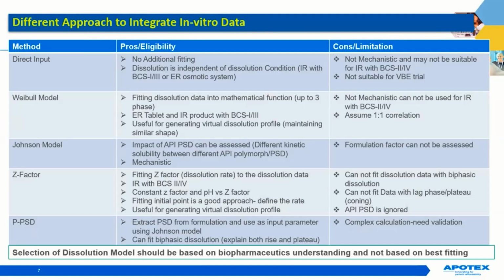In case of a plateau because of cone formation, we can fit the initial part of the dissolution data as it describes the in vivo drug release. The last approach is the PPSD, which is basically a product-specific or batch-specific particle size distribution. In this approach, we extract the PSD from the dissolution data, and then those PSDs are used as an input parameter using the Johnson model for prediction purposes.